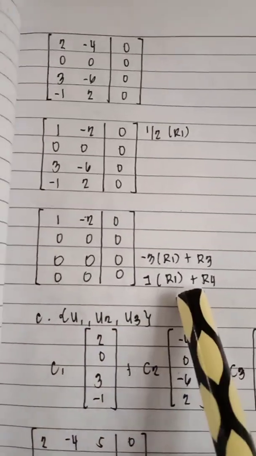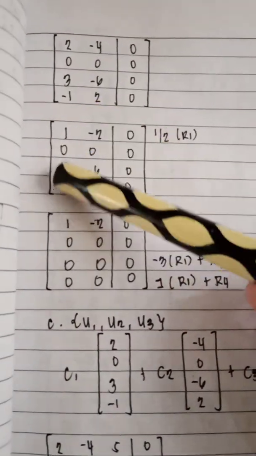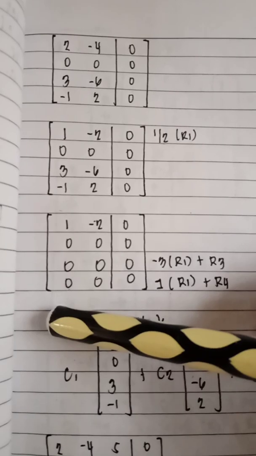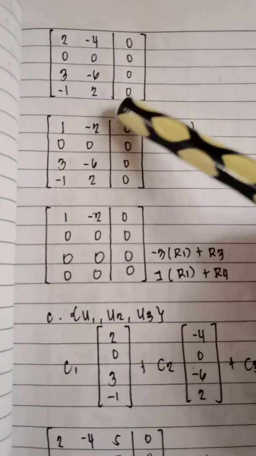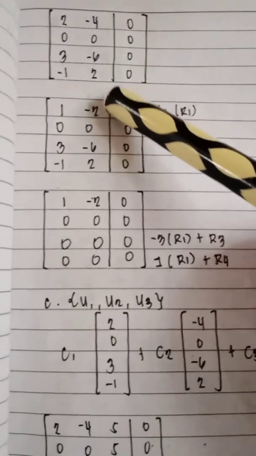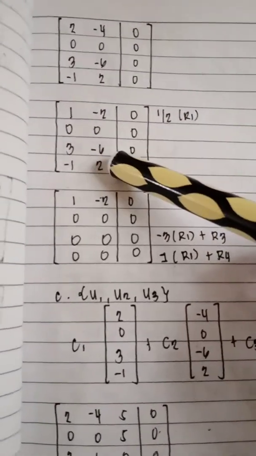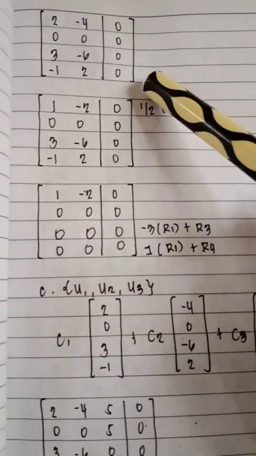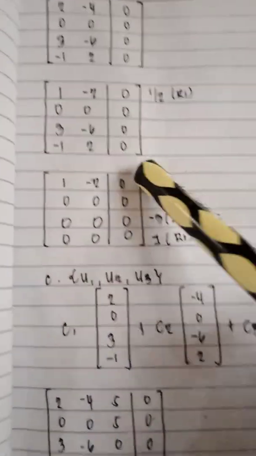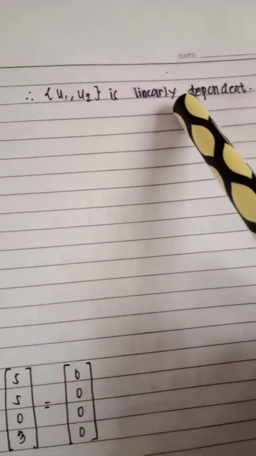So let's proceed to row 4. 1 times 1 plus negative 1 is 0, and 1 times negative 2 plus 2 is equal to 0. 1 times 0 plus 0 is equal to 0. So therefore, U sub 1 and U sub 2 are linearly dependent.